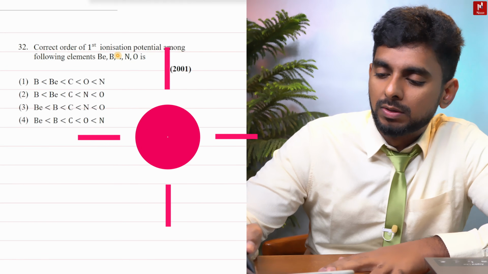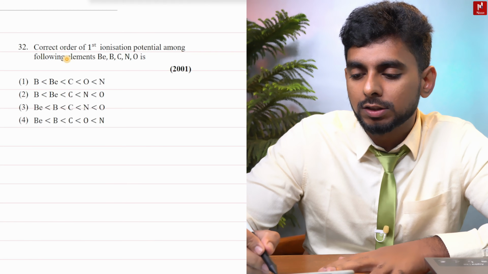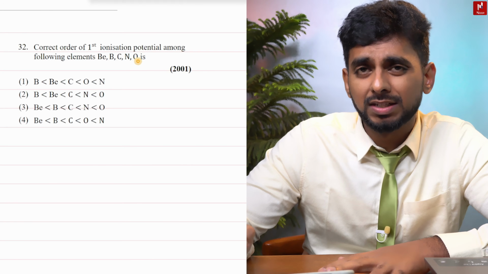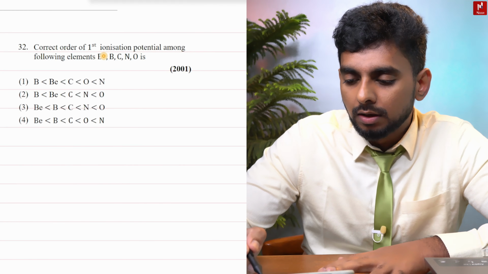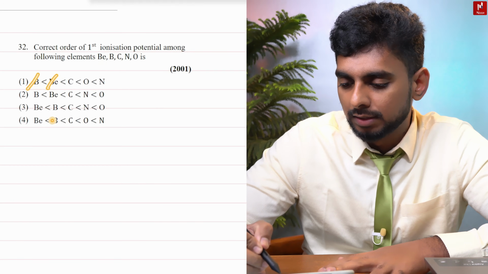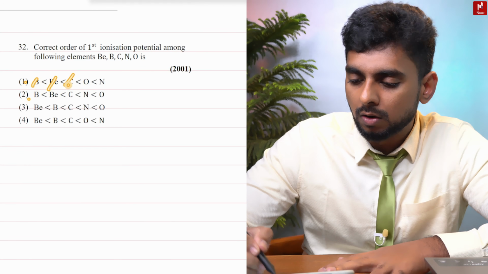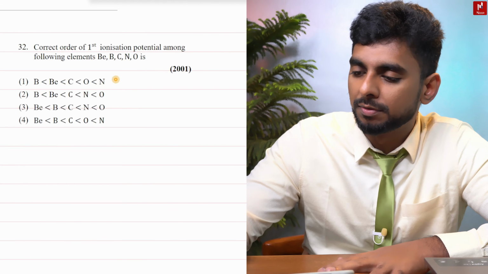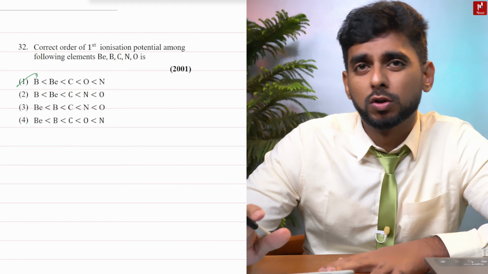This question is also a simple one based on the ionization potential, same as the previous sums that we have already done. Correct order of first ionization potential among the following elements: beryllium, boron, carbon, nitrogen, oxygen. So that's the exception, we know, right? Beryllium should be after boron. So you would have got boron, beryllium, either option 1 or option 2. Then carbon, oxygen, nitrogen, right? Because nitrogen will have a half-filled p shell, which will be preferred. Therefore, the answer here is option 1. It has to be clear. Right, let's move to the next one.